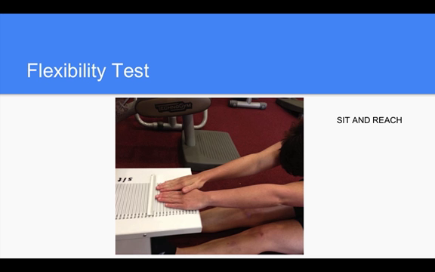Both knees should be locked. The tester may assist by holding them down. With the palms facing down and the hands on top of each other or side by side, the subject pushes a slide along the measuring line as far as possible.